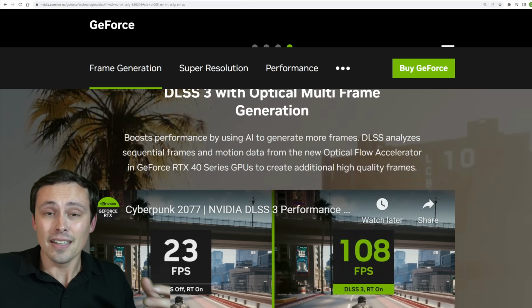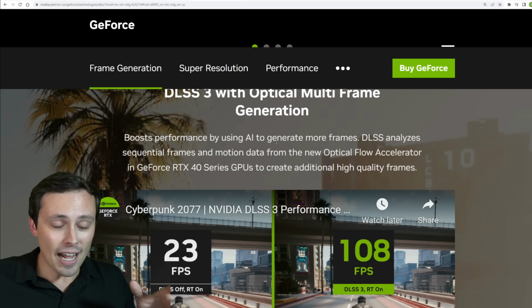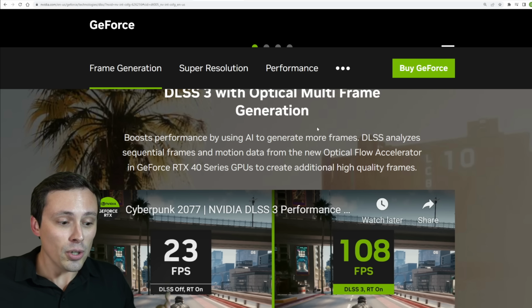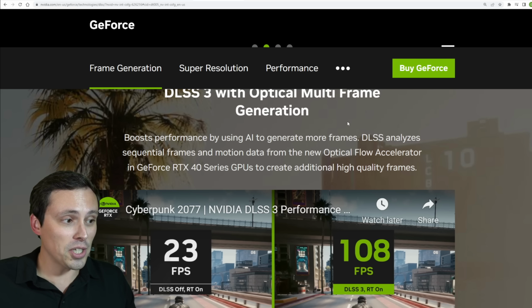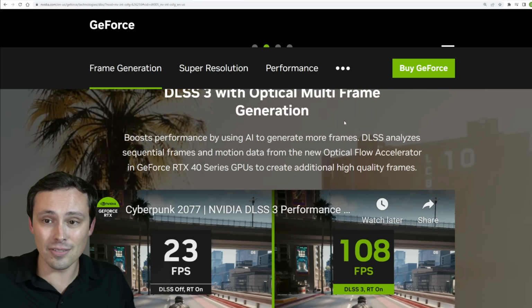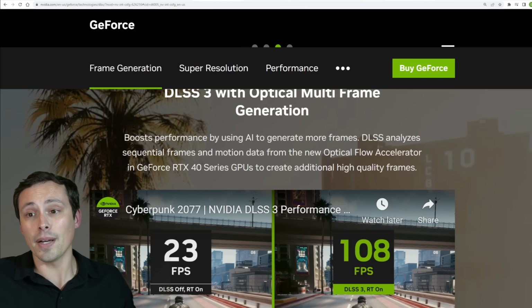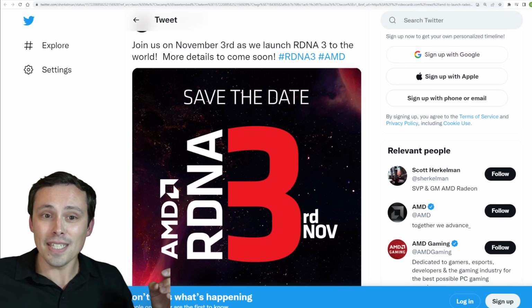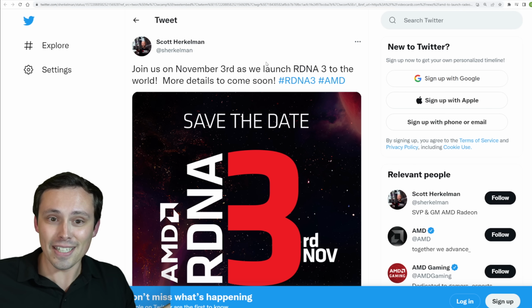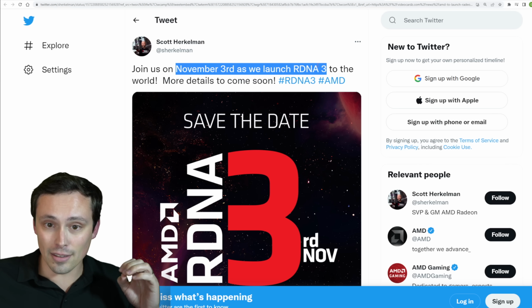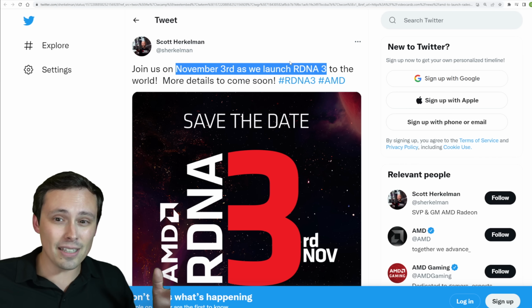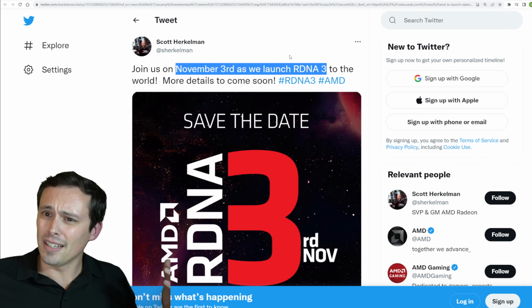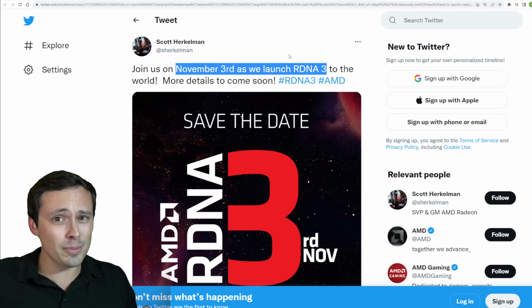If it doesn't, this is mind-blowing, and I think AMD could be in a bit of trouble other than the price-to-performance argument, because like I said, I think the price of these cards is insanely stupid. But I should bring up at this point, AMD did preempt this announcement trying to get into the news cycle, saying that on November 3rd, they launch RDNA 3. So November 3rd, we will see a launch of RDNA 3 in an announcement. It doesn't say announcement, it says launch.